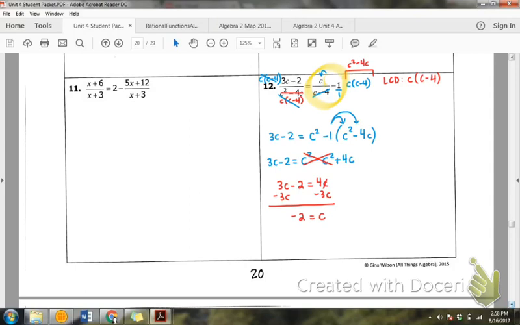What happens when I plug a negative 2 in? You want to be careful because sometimes it might not work. If I plug a negative 2 in, that's 4 plus 8. That'll work. Negative 2 minus 4, that's negative 6. That'll also work. So c equals negative 2 is our answer.